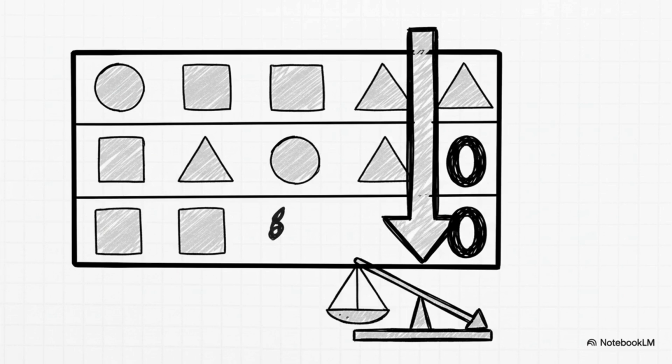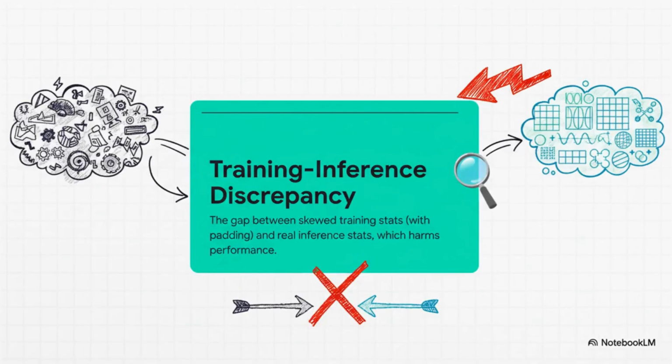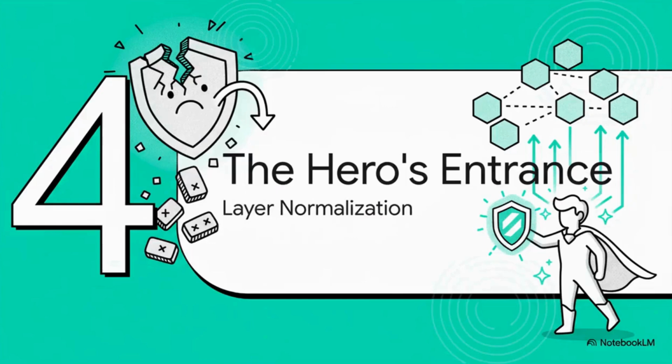This whole problem is so significant that it actually has a technical name, Training Inference Discrepancy, or TID. It's basically the huge gap between the fake, corrupted stats the model sees during training and the clean, real stats it needs to work properly in the real world. The bigger that gap, the worse the model performs. It's a disaster. So batch norm is officially broken by padding.